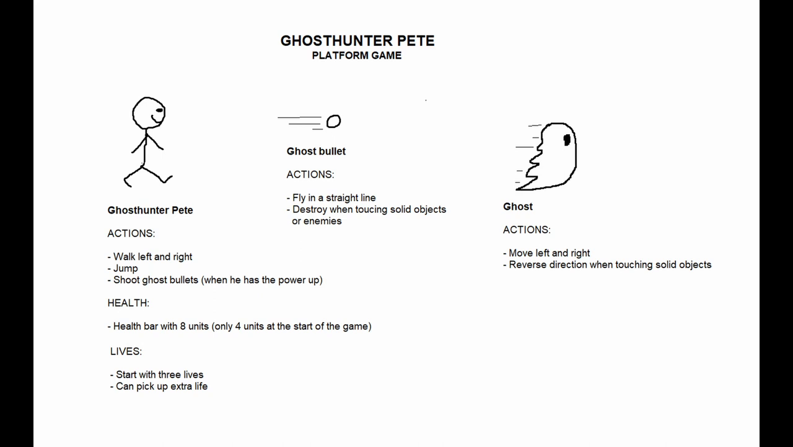So maybe some enemies drop an extra life and he can pick that up. As for the ghost bullet, again, very simple. I just want the projectile to fly in a straight line, and I also want it to be destroyed when it touches solid objects or enemies. And for the ghost, again, very simple, just move left and right. And when he hits a solid object, I want him to reverse direction. So this is the basic plan of our game. Nothing too fancy, just a simple platform game.